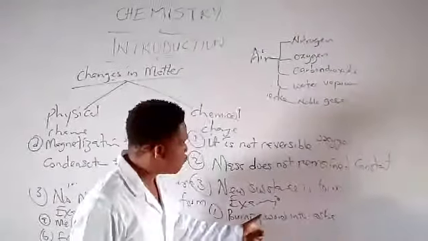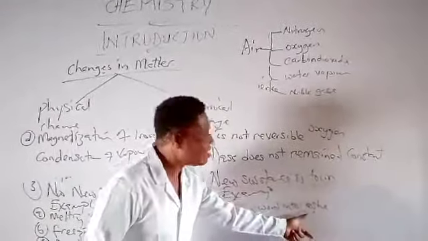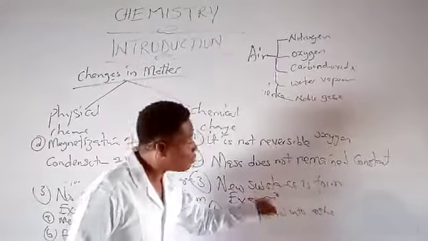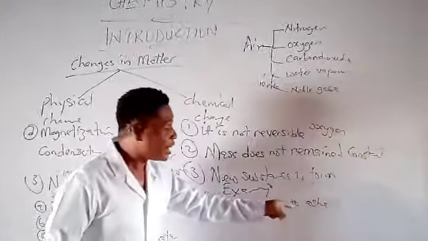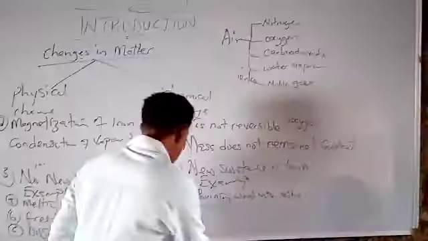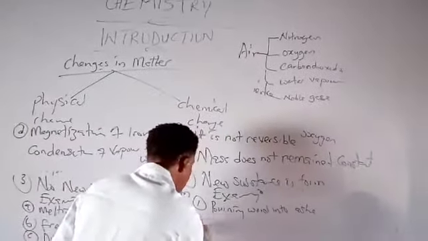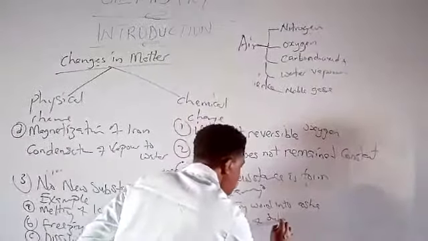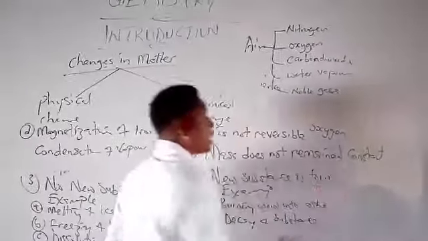Now, burning of wood into ashes is an example of chemical change. Why? Because this process is not reversible. There is no way you can turn your ashes back to wood. Number two is decay of substance.